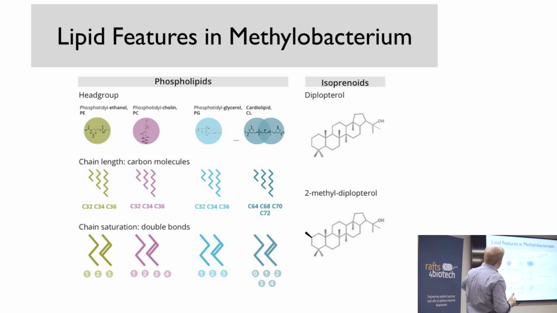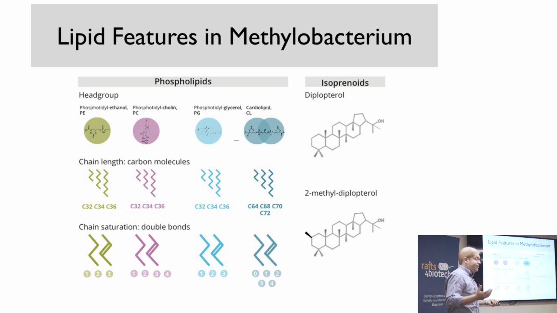In Methylobacterium, there's a number of different lipids we measure. We have phospholipids and the Hopanoids. These are the major Hopanoids. There's some other polar Hopanoids that we haven't yet measured, but they represent a fairly small fraction, and we'll get to those later. So we have diplopterol and a methylated derivative. And then for the phospholipids, there are 4 different head groups: PE, PC, PG, and cardiolipin.